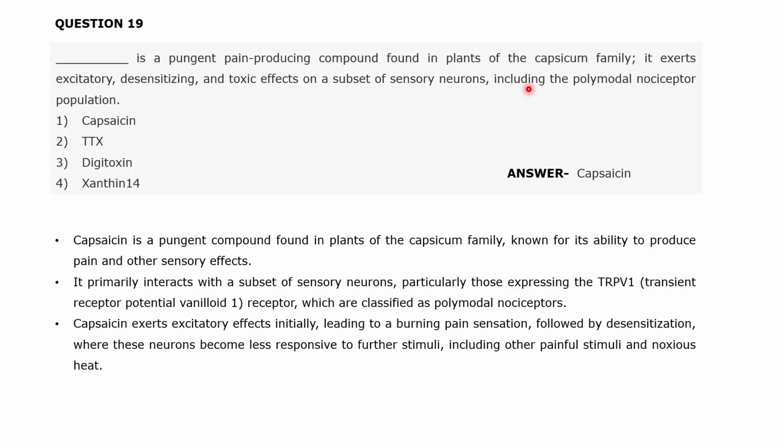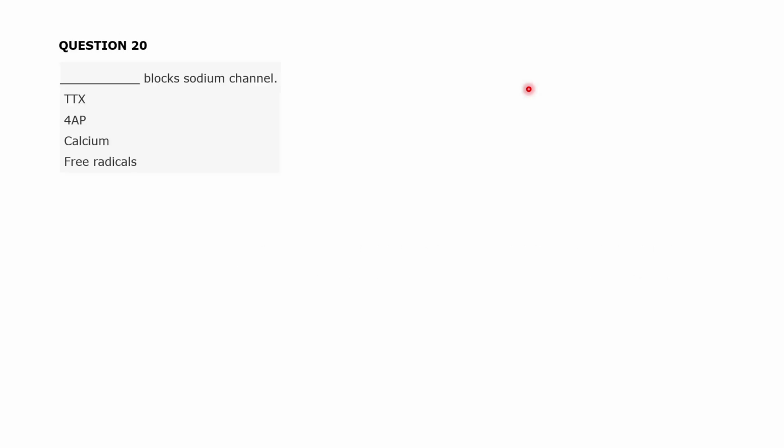Okay, so I think this answer is quite clear. So coming on to the final question, question number 20. Which of these compounds, that is TTX, 4AP, calcium or free radical, blocks sodium channels, which might be the answer? Okay, so I got option number 1.